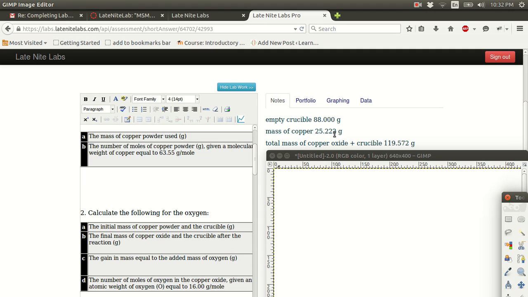You used some other number of grams. We did that, you just type in the number of grams that you used, not the number of grams that I used. The number of moles of copper powder, given that the molecular weight of copper is this many grams per mole.